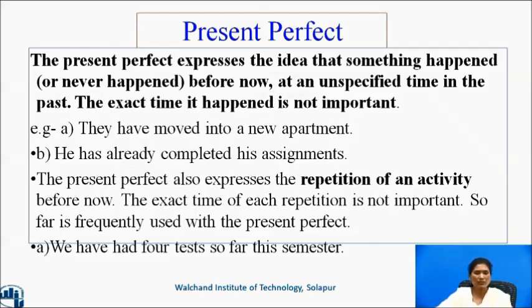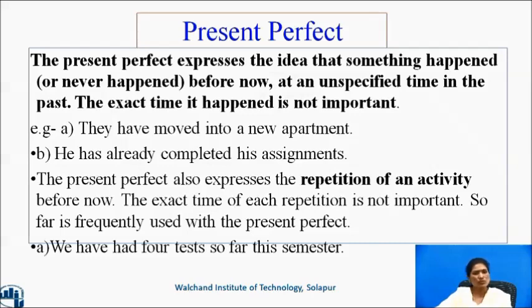The present perfect tense expresses the idea that something happened or never happened before now, at an unspecified time in the past. The exact time it happened is not important. What is important is that the action happened right now or before now. For example, they have moved into a new apartment. He has already completed his assignments. The present perfect also expresses the repetition of an activity before now. The exact time of each repetition is not important, but some repeated actions are also indicated through the use of the present perfect tense.